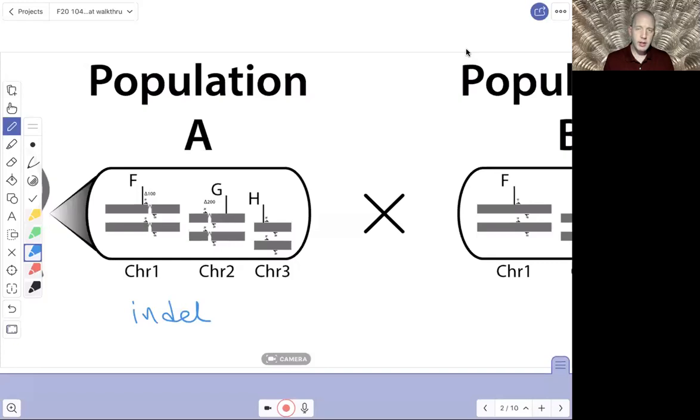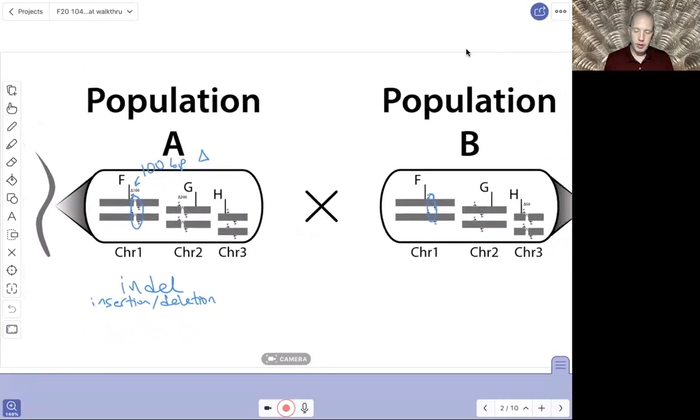And as a quick indicator of what an indel is, that stands for insertion deletion. What this indicates is that there can be regions of a chromosome that have undergone a deletion, in this case, a 100 base pair deletion, which is often indicated with the Greek letter delta for deletion. That's 100 base pairs on chromosome 1 that's missing in population A, but is present in population B.